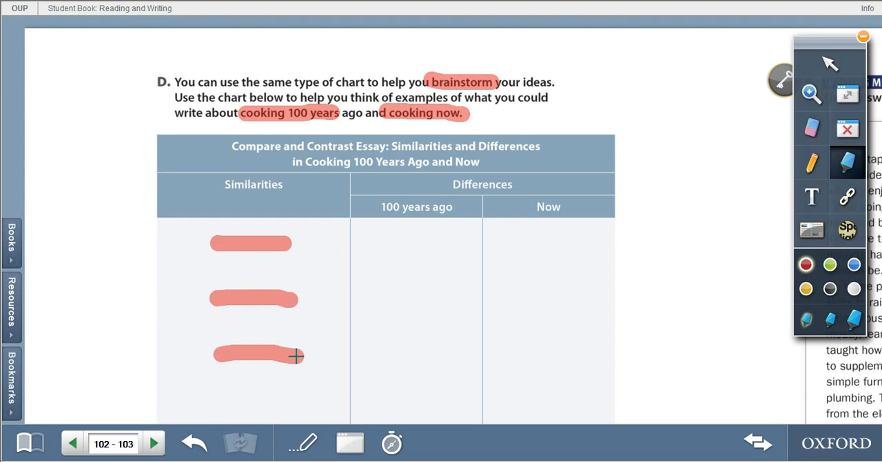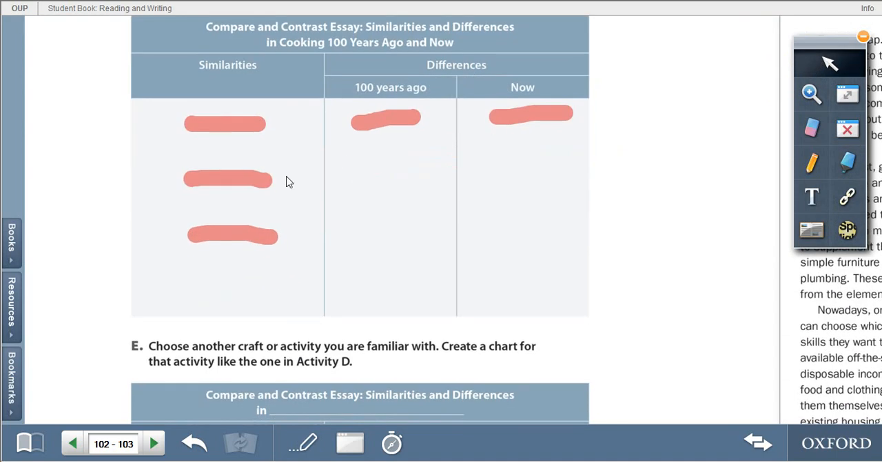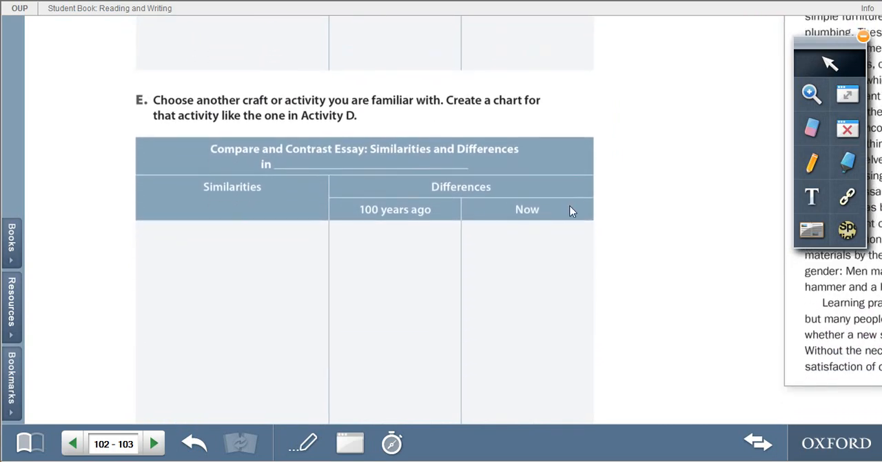But 100 years ago, the difference is that people cooked using wood, and now we use gas and electricity. In the same way, you have to write 4 or 5 similarities and differences here: cooking 100 years ago and now. Then you have to move forward to free writing. Here you have to choose any topic to compare and assess similarities and differences in. For example, you can choose transport 100 years ago and now.